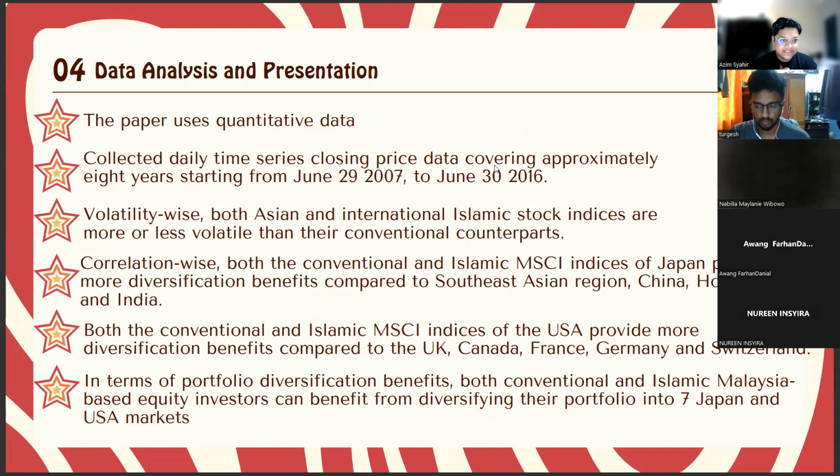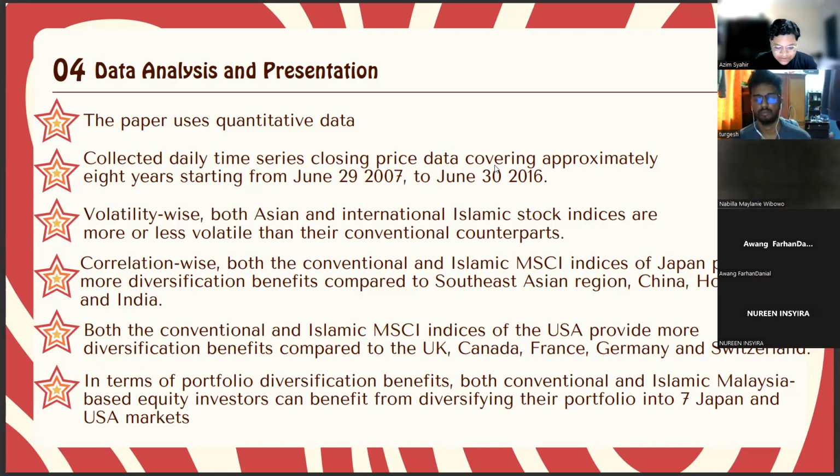As for the findings, volatility-wise, both Asian and international Islamic stock indices are more or less volatile than their conventional counterparts. Correlation-wise, both the conventional and Islamic MSCI indices of Japan provide more diversification benefits compared to the Southeast Asian region, China, Hong Kong, and India.